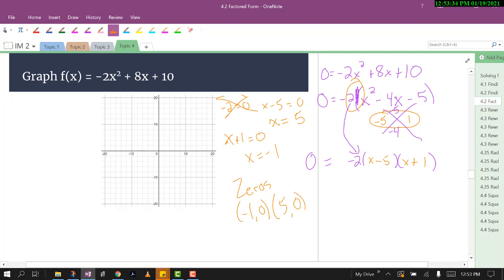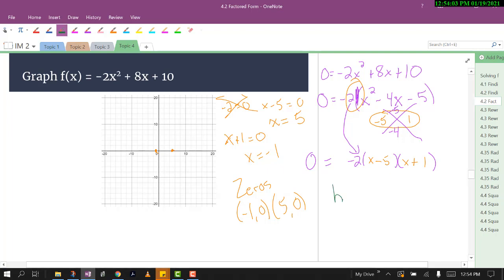So we're going to plot those. Notice this graph is going by 2's, because we're going to get some bigger numbers. So negative 1, 0 is actually in between two grids, or two intersections. And 5, 0 is the same type of thing. It's 2.5 boxes. So those are our two zeros. Now we'll find our vertex.